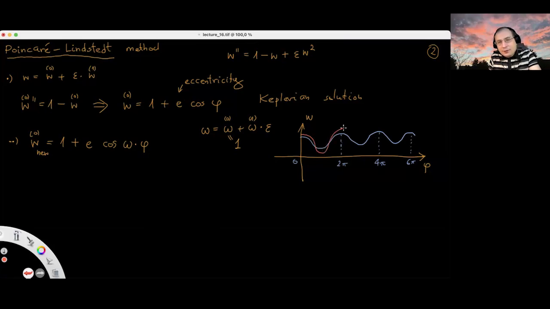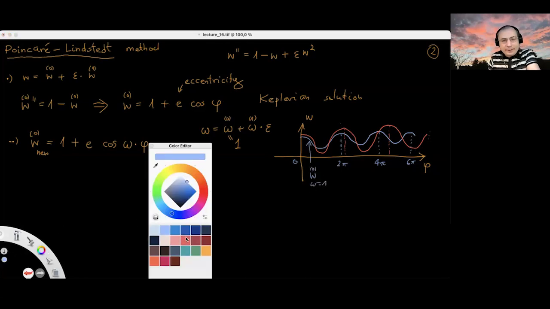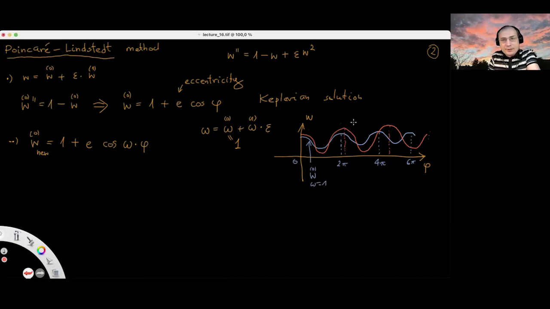But that's not the end of the story, because it's not guaranteed that the period is going to stay the same. So our new solution is still periodic, but with a different period. So let me use some color coding. This is W0, omega equal to 1. And this thing here is the perturbed solution.